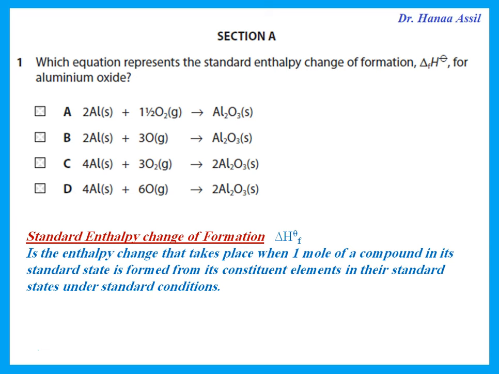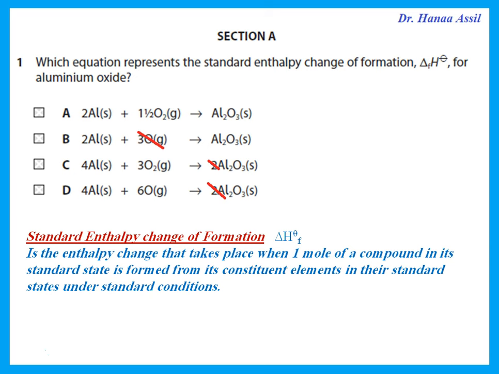Aluminium oxide. Okay, the standard state of aluminium oxide is what? It's a solid. So in that case, all of them are correct. But the enthalpy change of formation is the enthalpy change that takes place when 1 mole of a compound is formed. So as you can see, C and D are wrong because they're forming 2 moles. So that's not right. And then we want to form it from its constituent elements in their standard state. Of course, the standard state of oxygen is a gas and it is diatomic, so it has to be O2. So the correct answer here is A.